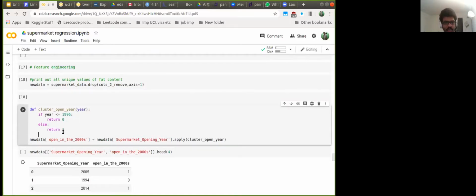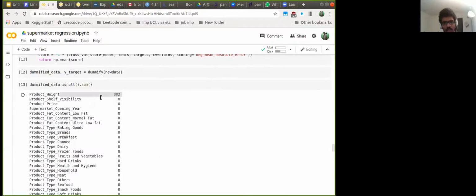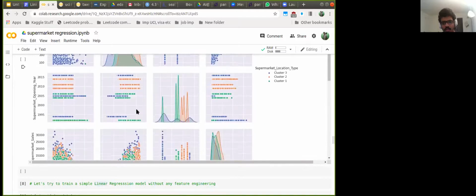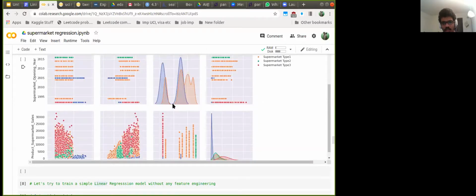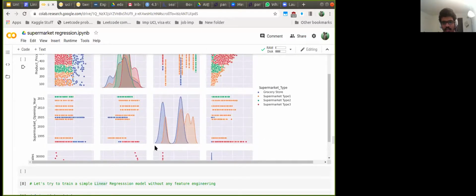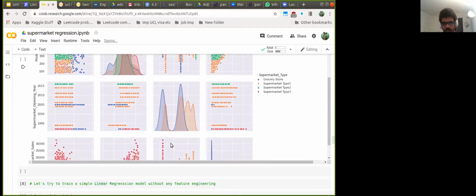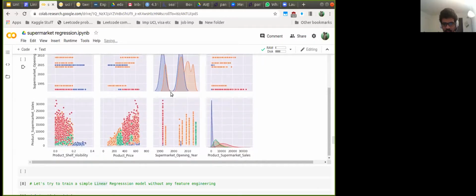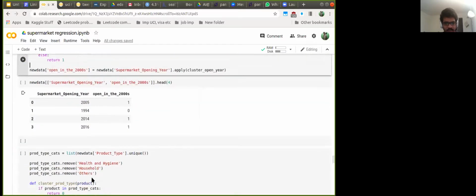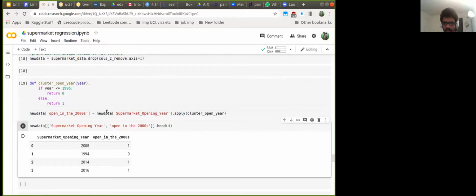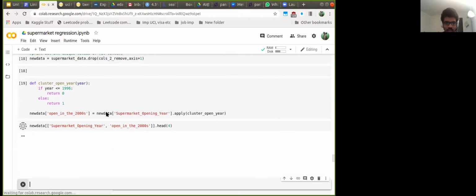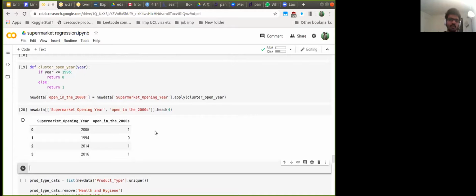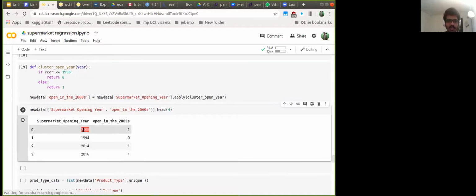Like I had mentioned earlier, we could separate the opening year. There's a clear gap right here. This point is 1996, right? So we could separate it by that gap, and we have generated a new feature that says whether or not this value is less than 1996.